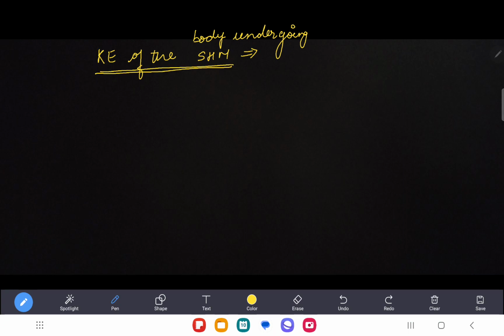If I have to calculate the kinetic energy of the shadow, of the body undergoing SHM, what would that mean? You tell me. So it shall be half mv square. And when it is half m, what is the velocity we just calculated? It was omega into under root of a square minus x square.